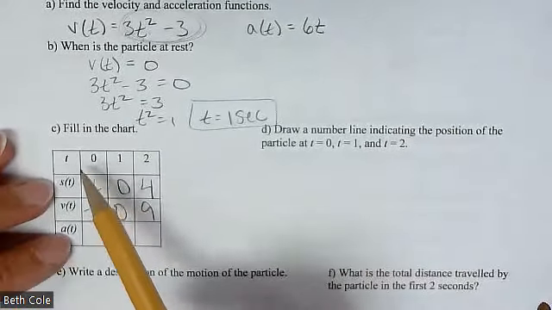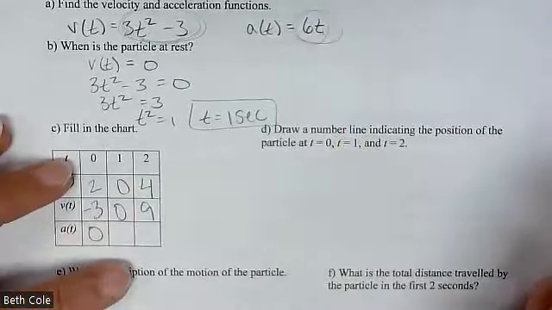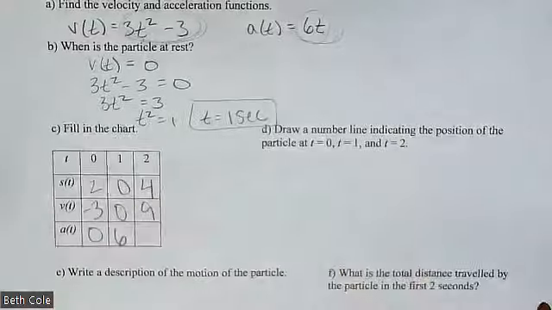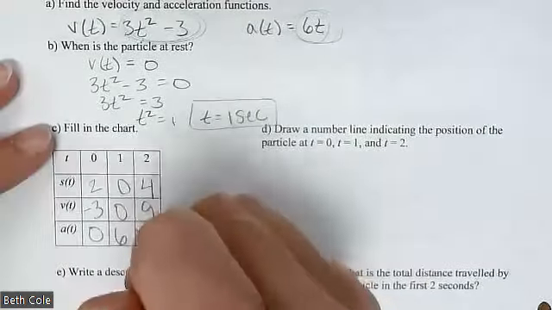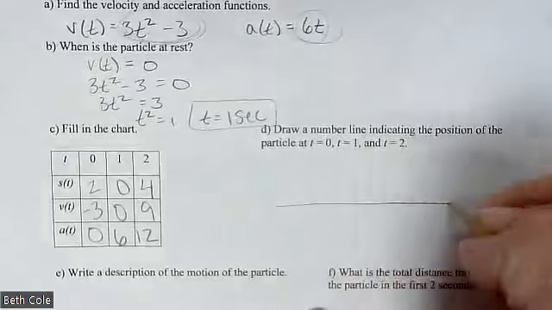All right, and then acceleration. We're going to plug in 0, 1, and 2 right here. So 0 would just give you 0. 1 would give you 6. 2 would give you 12. Those are all positive, so it's being pulled in the positive direction. So let's draw a number line showing where the particle is.